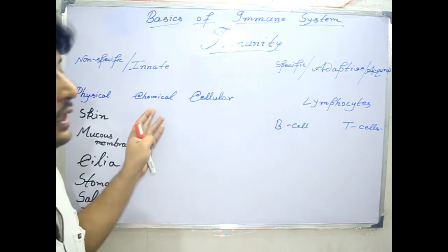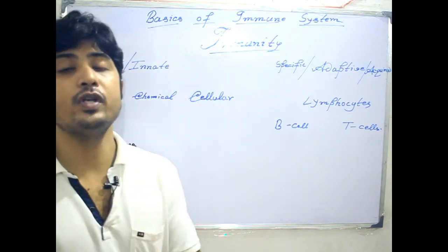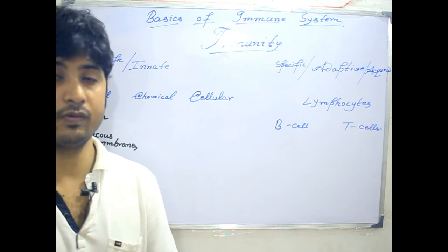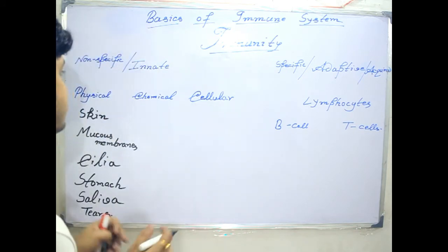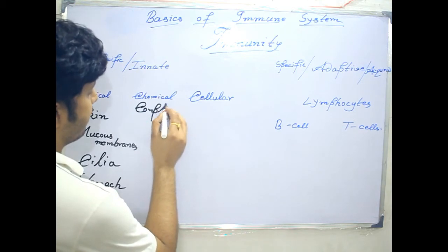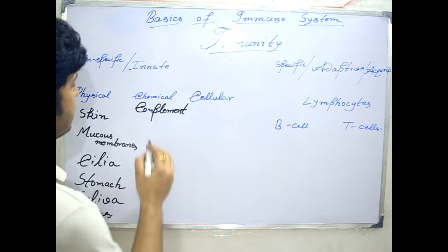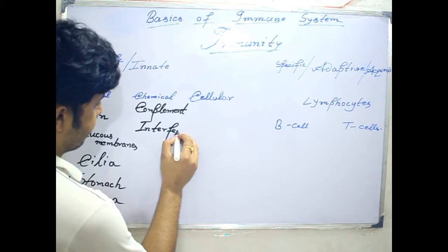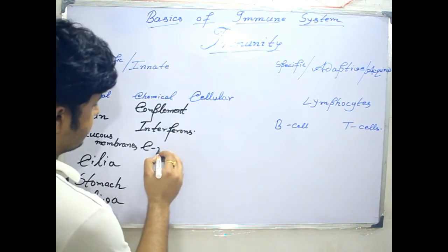Now coming to the chemical level, after the physical. There are different proteins or components in our immune system which work 24 hours a day, 7 days a week to protect you. Those are complement proteins, first one, interferons, C-reactive proteins.